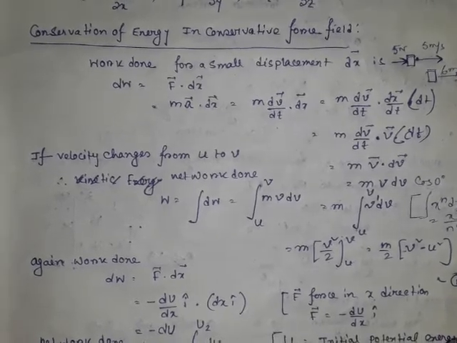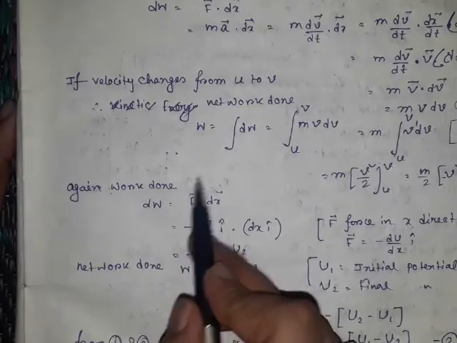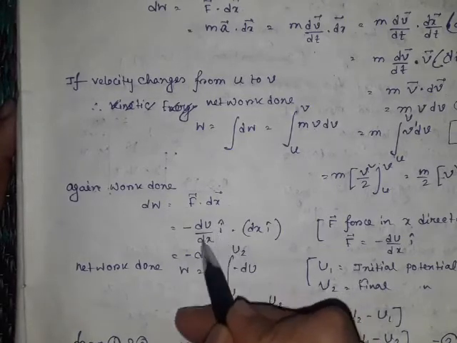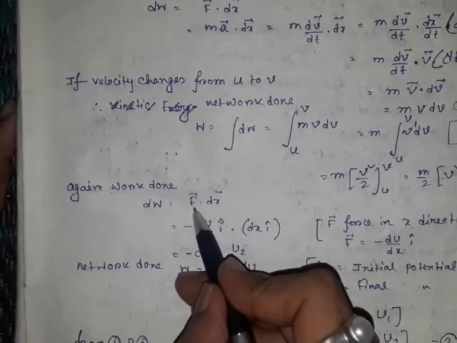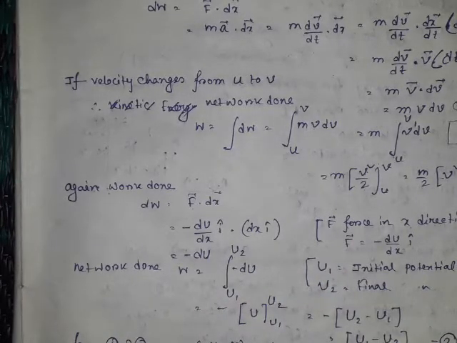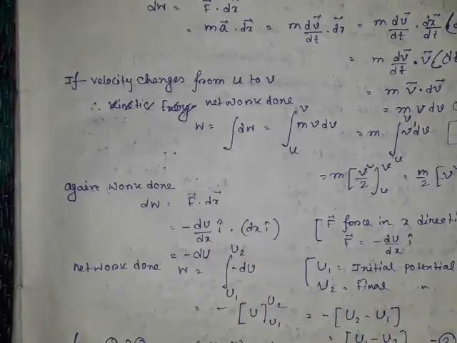Now again, work done dW is F dx, and F can be written as minus dU by dx i cap. Why minus dU by dx i cap? That force is in the direction of the motion of the object, because the force is actually producing an acceleration. Now the object has displaced in the x direction, that is dx, so force must be applied in the same direction, that is the x direction.